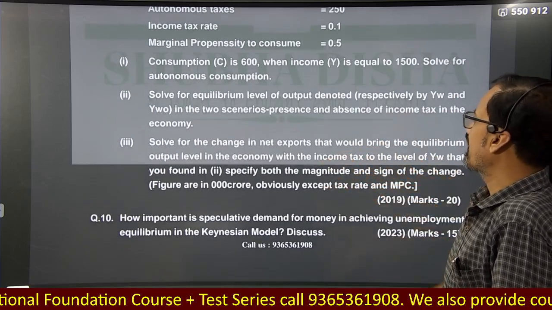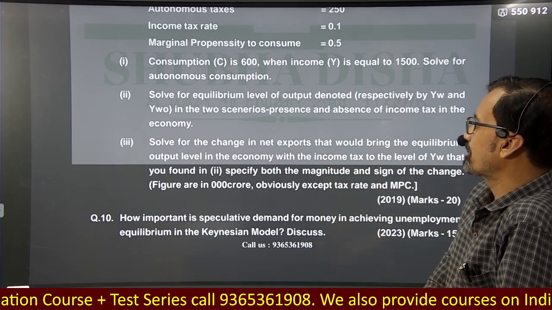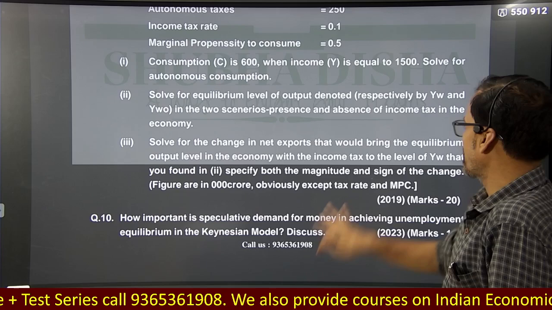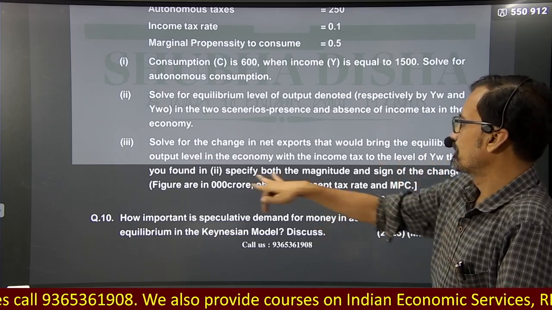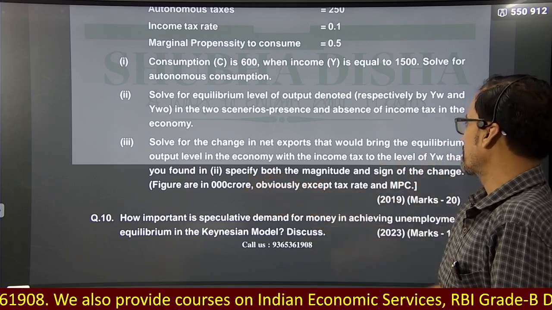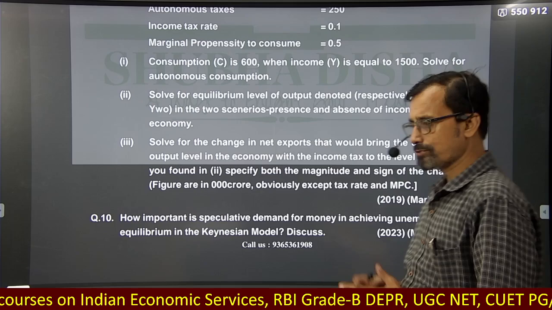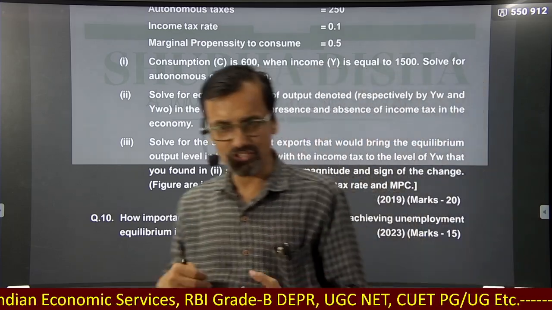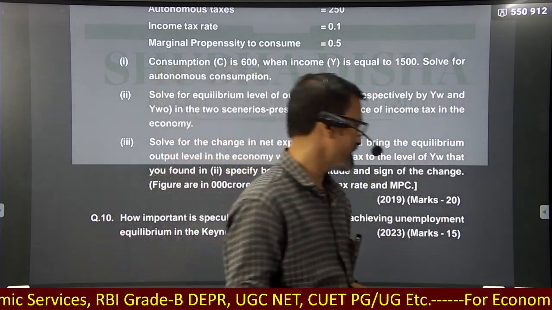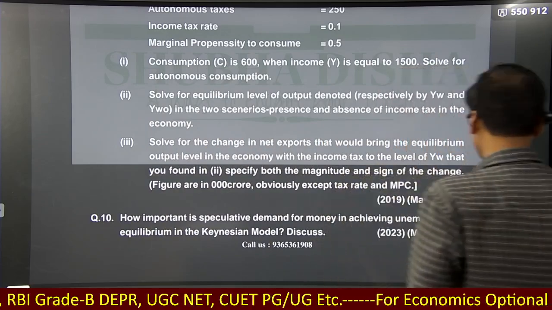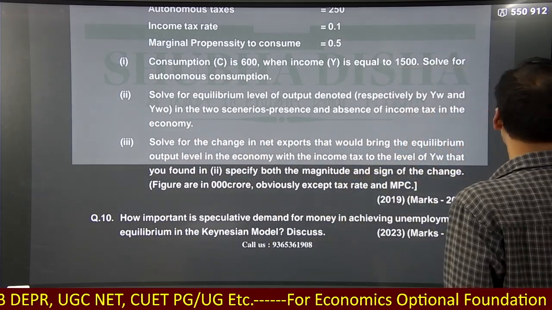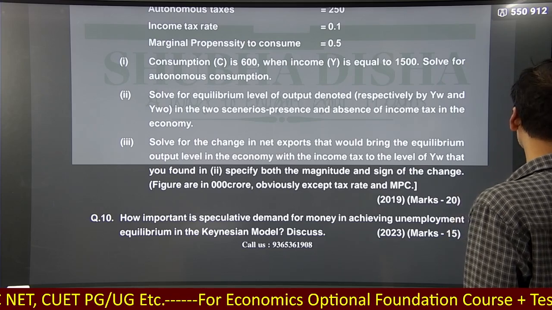Solve for the change in net export that would bring the equilibrium output level in the economy with the income tax to the earlier level. We must find both the magnitude and sign of the change, that is how the net exports undergo changes after the change in income. Now let's solve the problems.